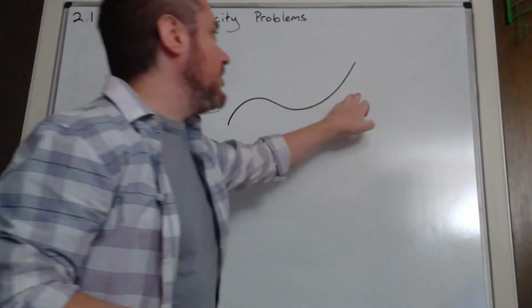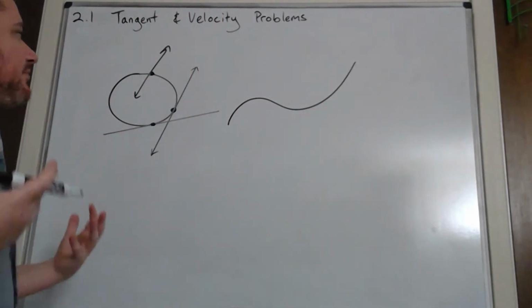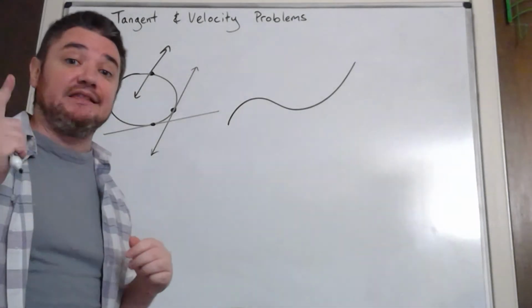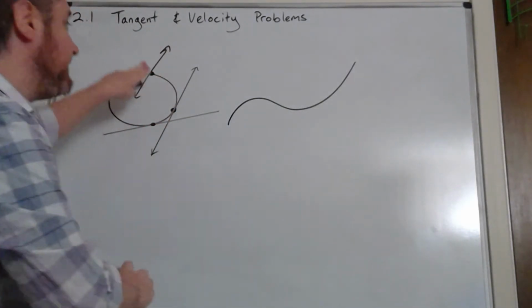So let's come over here and look at a different type of curve. Because some people describe a tangent line as a line that touches the curve in exactly one spot, okay? And that is true. Sometimes that's true for circles.